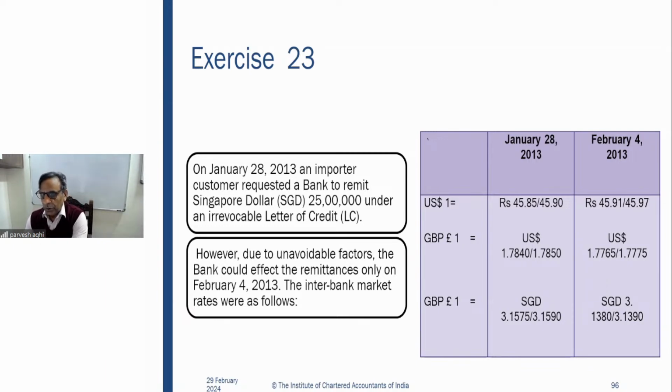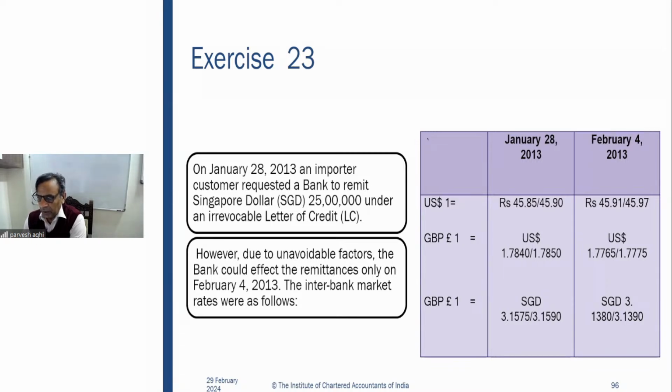Okay. So, there was no direct quotation between Singapore dollar and rupee. So there were 3 quotes which are given to you, as on January 28th, when you were supposed to make the payment, but actually the payment happened on February 4th. Now, the rate of US dollar is given to you. Because he is an importer, he has to make a payment. So the ask rates are important. As you can see, the ask rate was 45.90 and it's going up to 45.97. So definitely he would be paying more when he makes the payment on 4th of February.